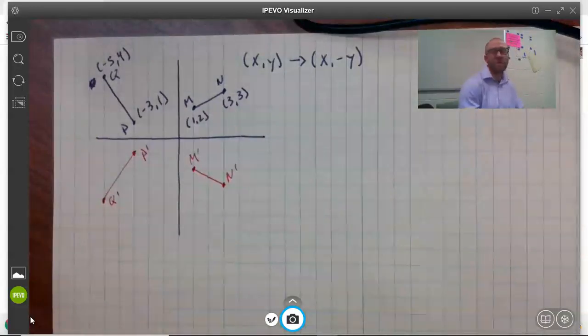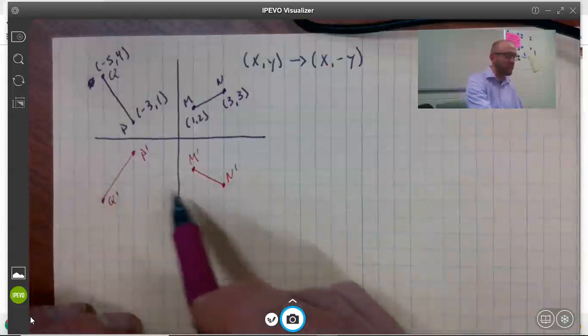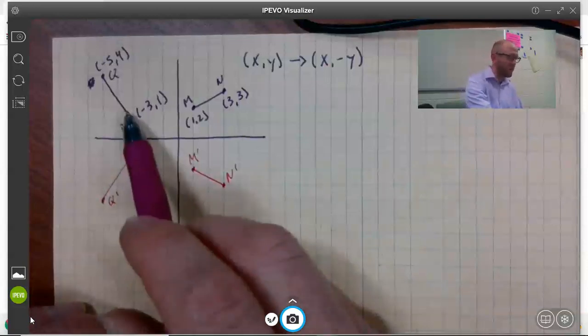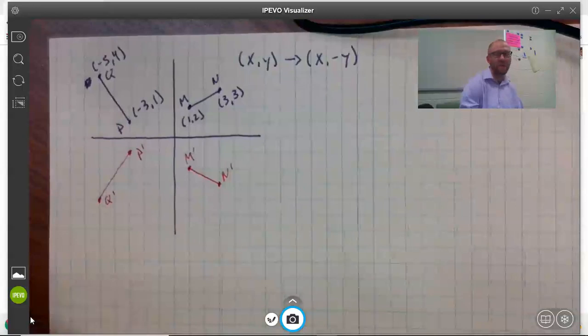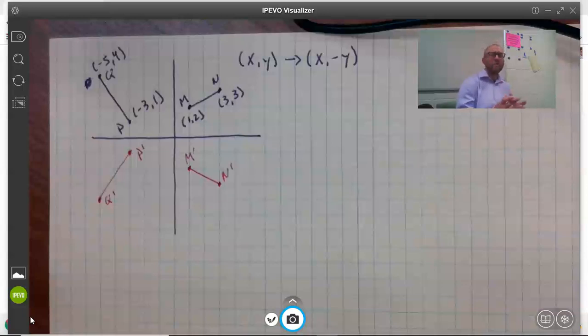So we need to show that these two segments are the same length. This one's the same length as that one, and this one's the same length as that one. And we can just kind of eyeball that and use the Pythagorean theorem to show that they're the same length. But just two specific segments isn't enough. I have to show that any possible segment that I might come across will stay the same length.